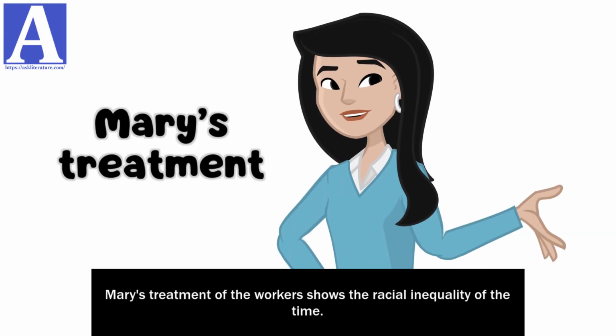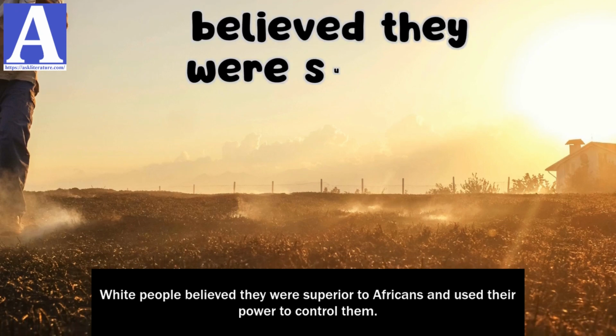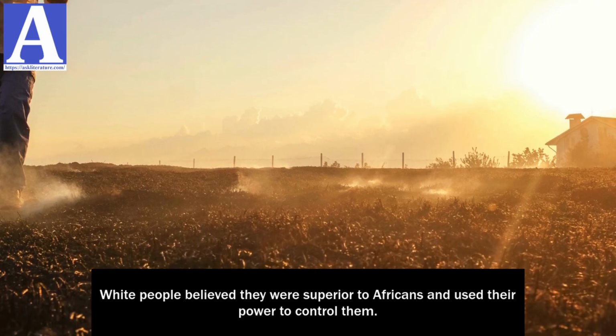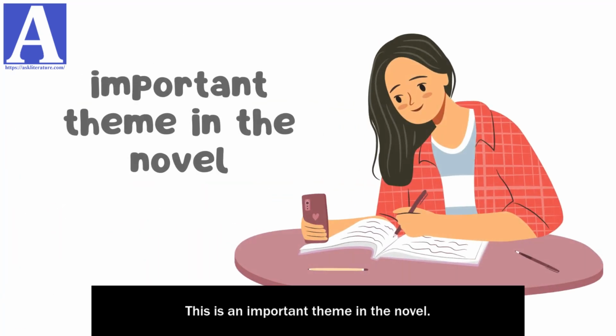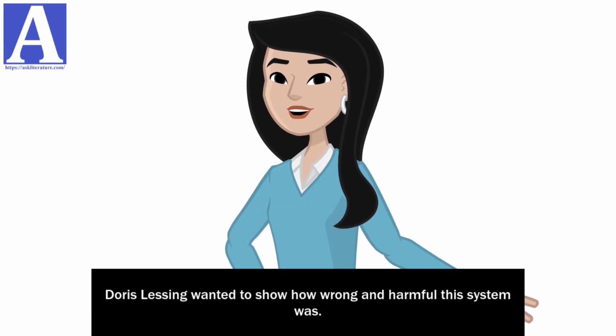Mary's treatment of the workers shows the racial inequality of the time. White people believed they were superior to Africans and used their power to control them. This is an important theme in the novel. Doris Lessing wanted to show how wrong and harmful this system was.